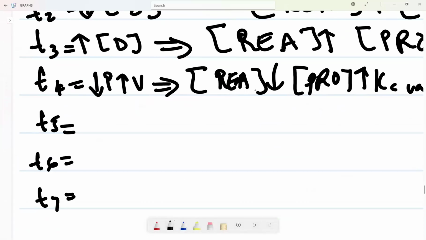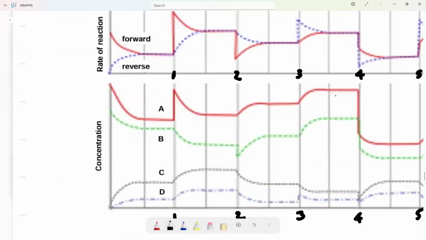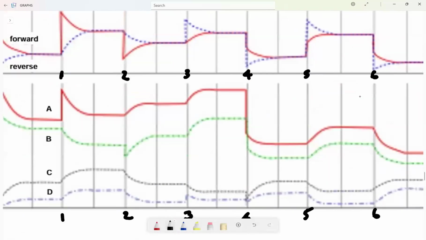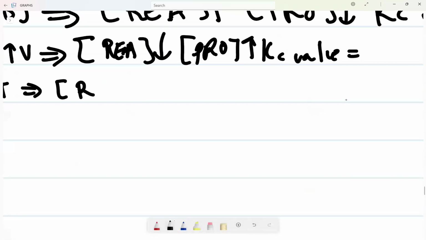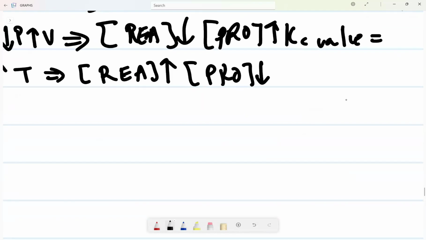We said at time T5, it is an increase in temperature. So if I increase the temperature, which reaction is favored? At T5 I favored the reverse. So it means that our reactants will increase, okay? Then our products will decrease like that.